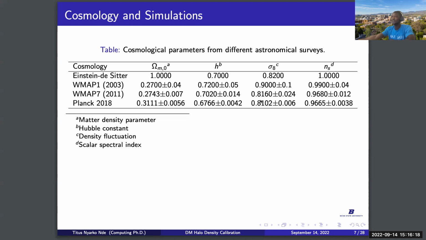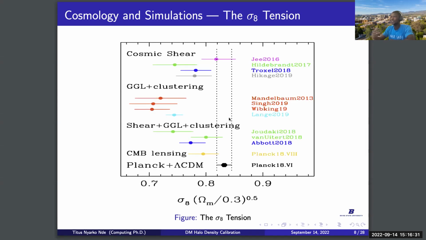And sometimes we have varying results from different experiments, so cosmologists tend to wonder which experiment is giving us the better calibration of our universe. For instance, this is what we call the sigma 8 tension, which is basically the density fluctuation. You can just think of it as the density over a unit area, like in the entire space.